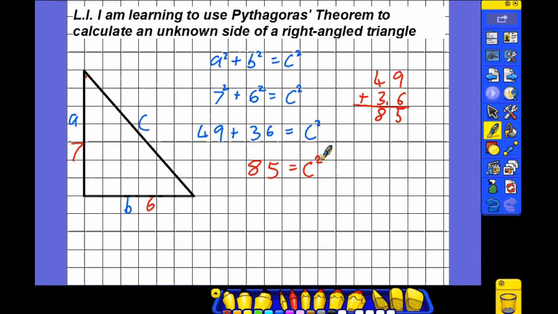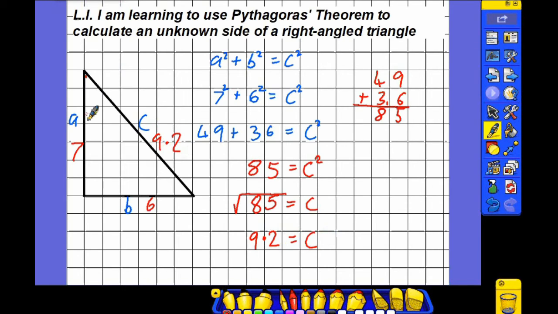So it'll really help if you have a calculator for this. Really, you need to have a calculator for most of these. But what we do is we find the square root button. We're unsquaring C squared to then find the square root of 85. Now, when we plug that into our calculator, we get the answer of approximately 9.2. So C, in this case, would be 9.2.